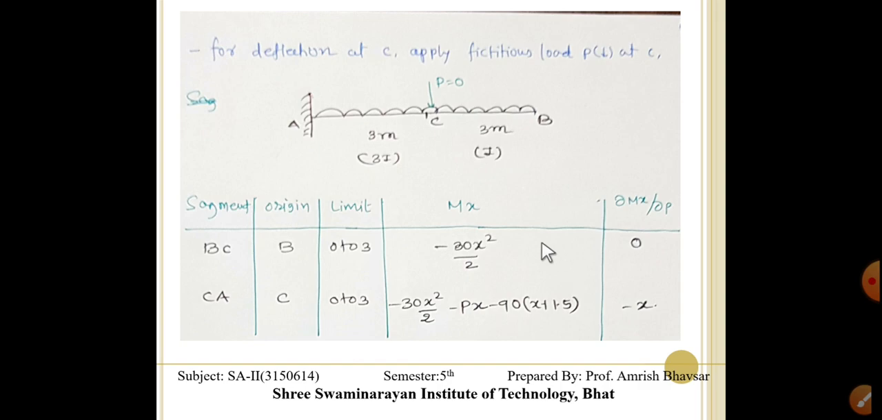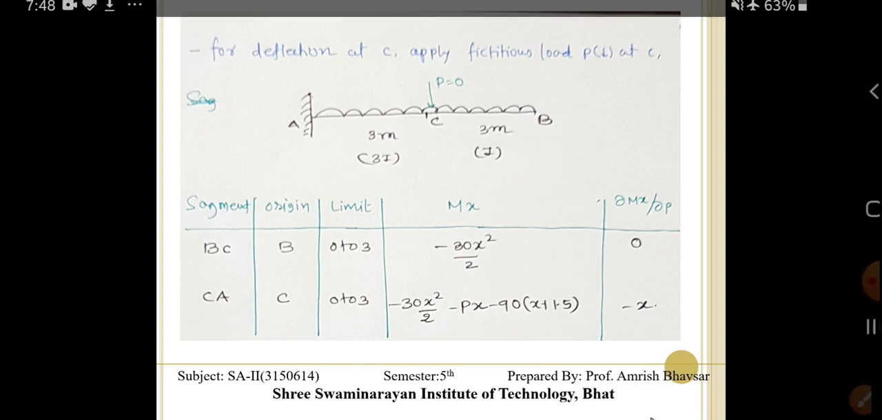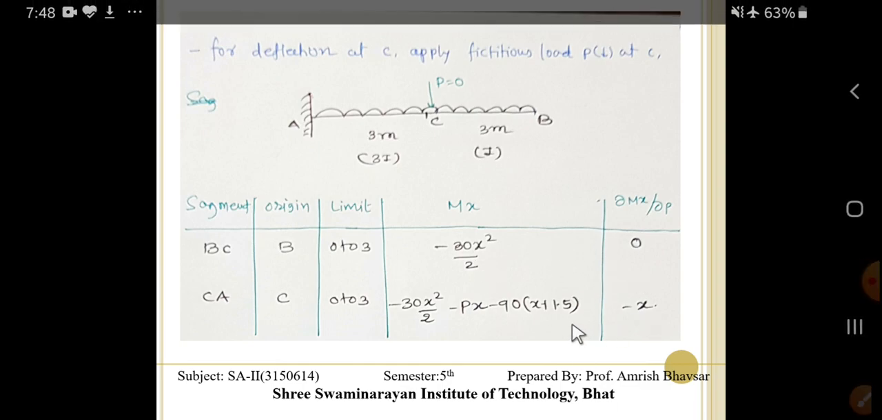Now Mx, what is Mx over here? It is minus 30x square by 2, minus P into x, minus 90 into x plus 1.5. Differentiation of this Mx with respect to P, we will get 0 over here, and we will get minus x over here. Whenever this kind of thing occurs, our calculation will be short.